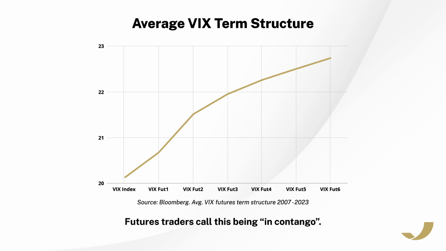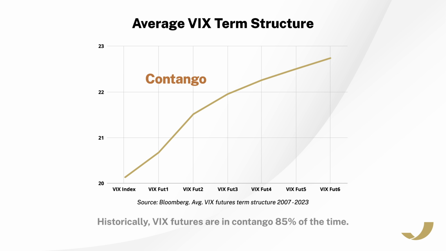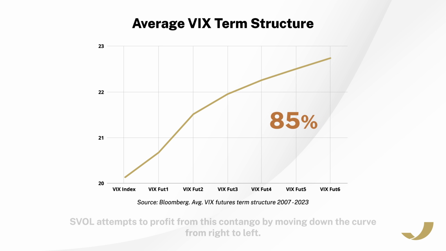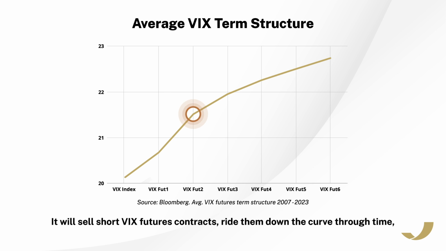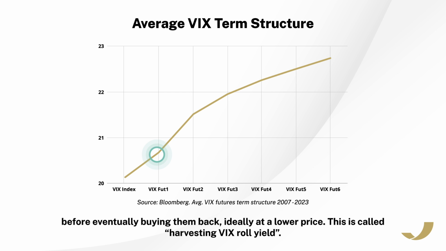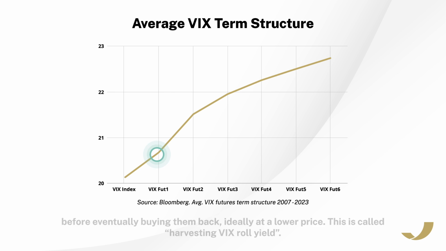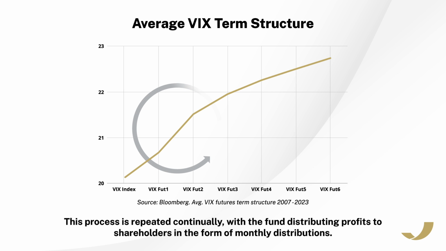Futures traders call this being in contango. Historically, VIX futures are in contango 85% of the time. SVOL attempts to profit from this contango by moving down the curve from right to left. It will sell short VIX futures contracts, ride them down the curve through time, before eventually buying them back, ideally at a lower price. This is called harvesting VIX roll yield. This process is repeated continually, with the fund distributing profits to shareholders in the form of monthly distributions.